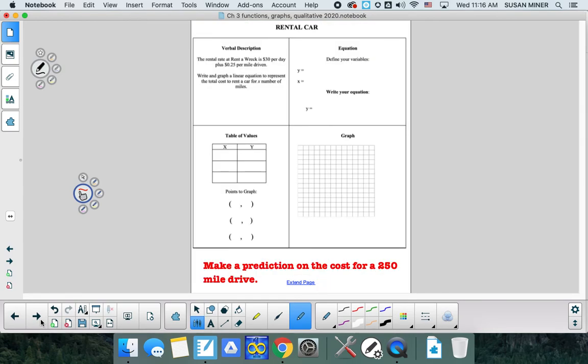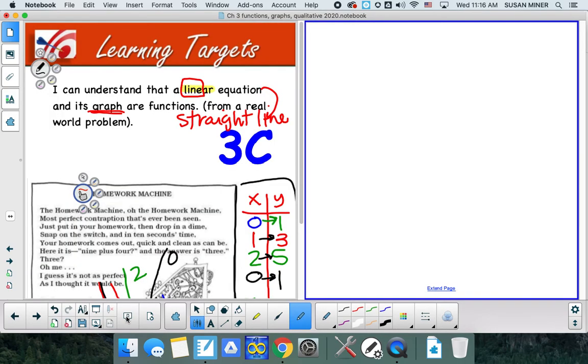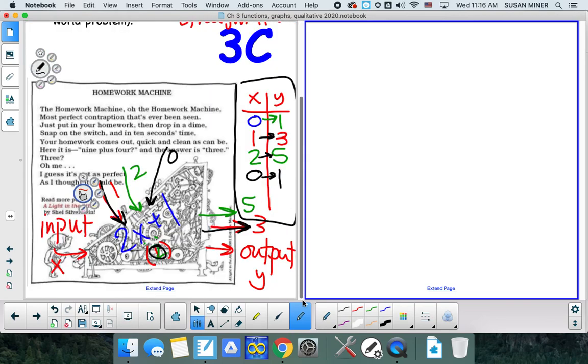Oh, I want to get a blank page here. Let's get a blank page. Here's our function again. Okay, let's split screen this.